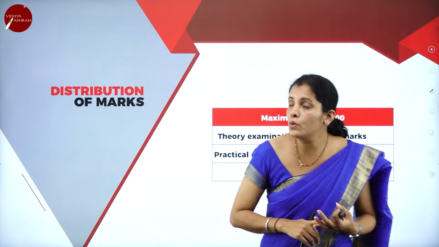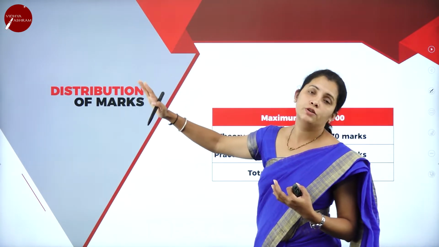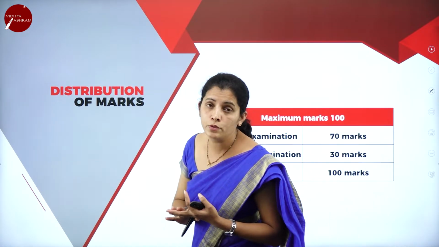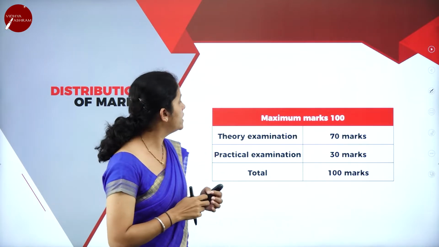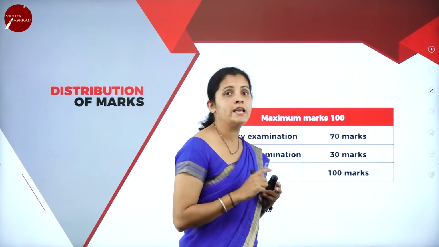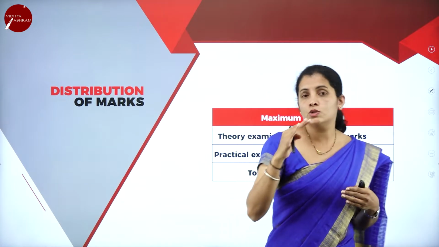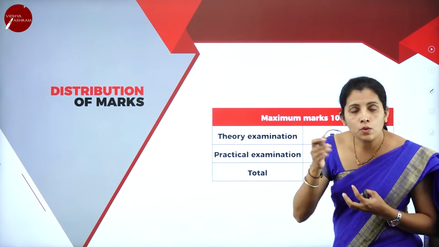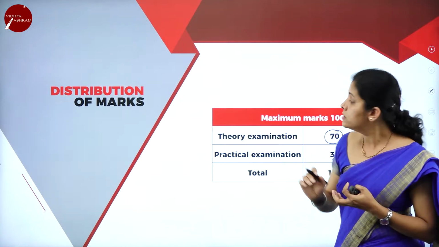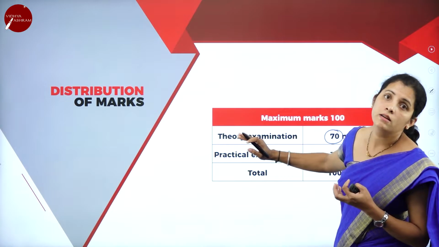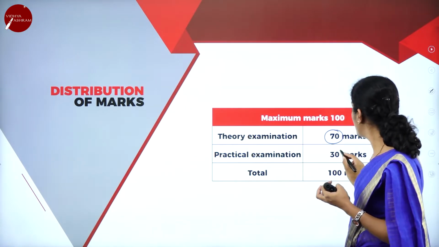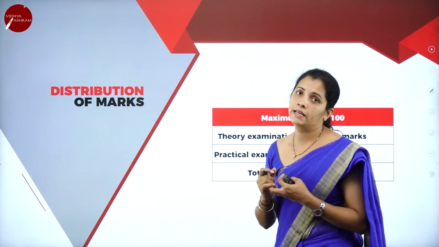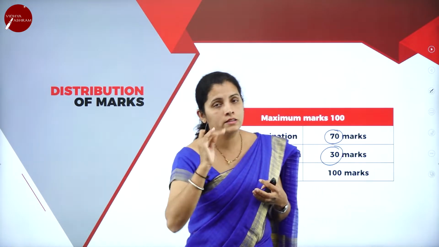Moving further, we are going to have distribution of marks. That means how the marks are distributed in this subject. So here we are going to have theory as well as practicals. Theory carries 70 marks, that means we are going to write the exam for 70 marks, and in the practical examination we are going to have 30 marks.